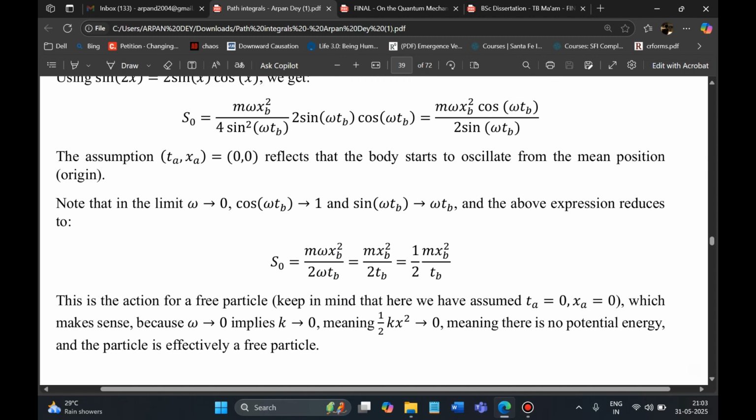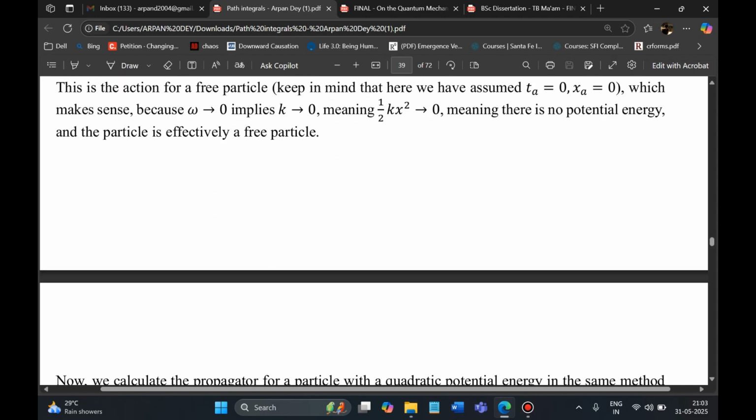Because we have assumed omega tends to 0, and omega is under root k over m. So omega tends to 0 means k tends to 0. And k tends to 0 means our potential, half k x square quadratic potential, tends to 0. That means no potential energy. That means free particle. And for a free particle, the action is just kinetic energy, that's half mv squared into time. That's what we're actually getting. So this all makes sense.